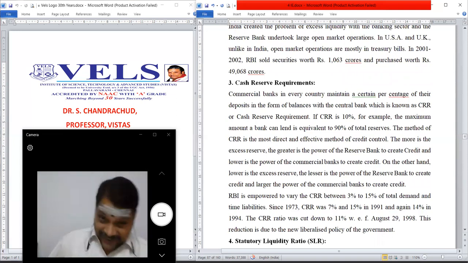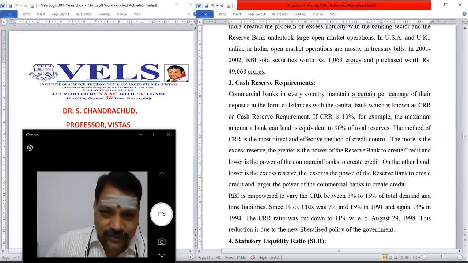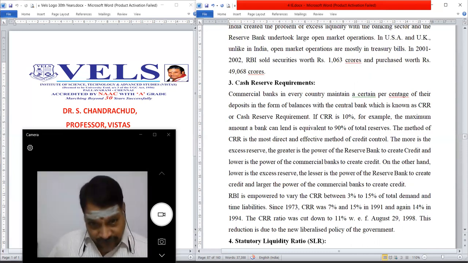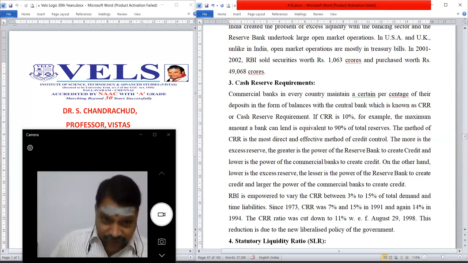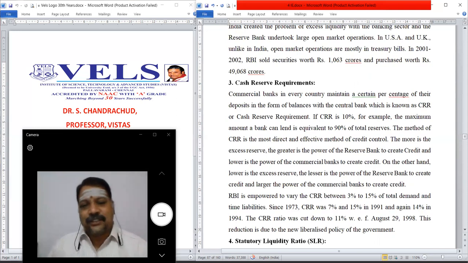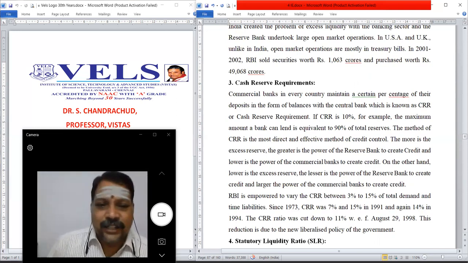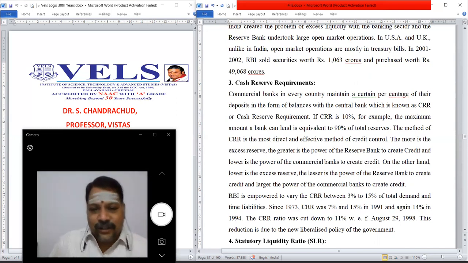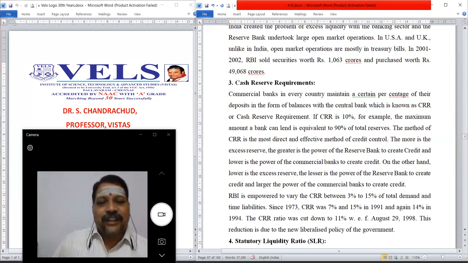It is known as CRR, cash reserve requirement. If CRR is 10%, for example, the maximum amount the bank can lend is equivalent to 90% of total reserves. The method of CRR is the most direct and effective method of controlling the credit. The more the excessive reserve, the greater the power of the Reserve Bank to create the credit and the lower the power of commercial banks in creating the credit.